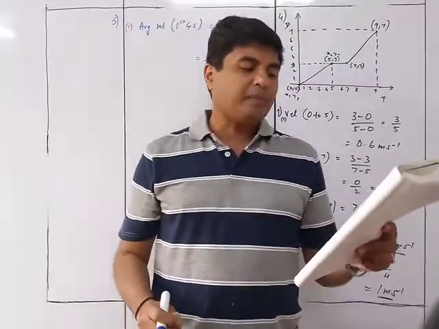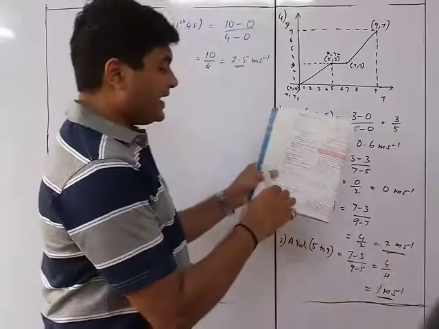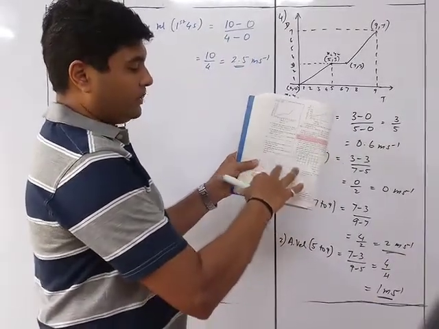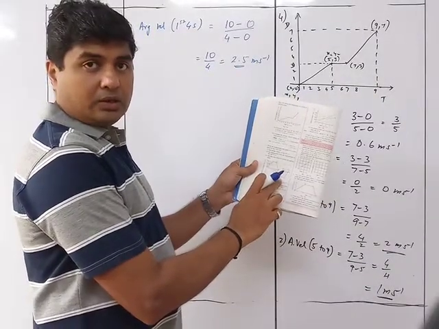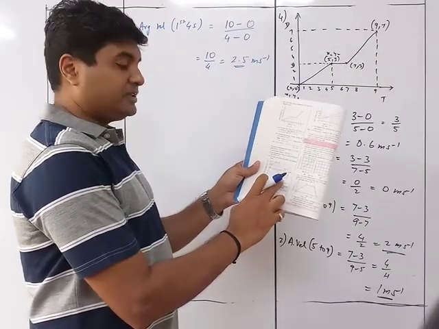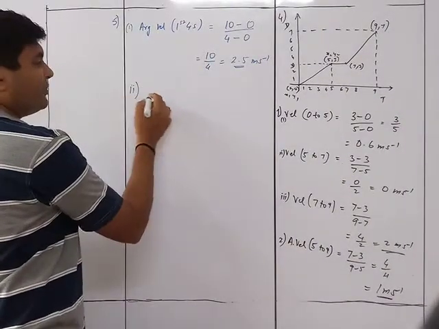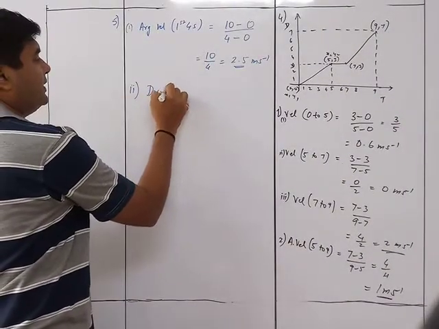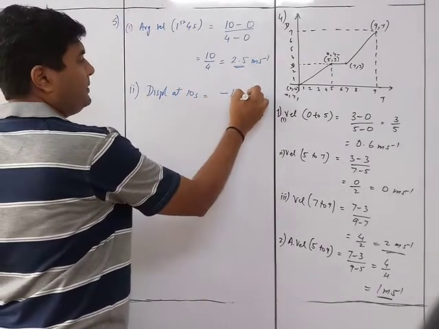Next is displacement from the initial position at the end of 10 seconds. See, at the end of 10 seconds, where is the body? The body is down at minus 10. So what is the displacement? The displacement is minus 10 meters. So it is here directly from the graph. Displacement at 10 seconds is equal to minus 10 meters.